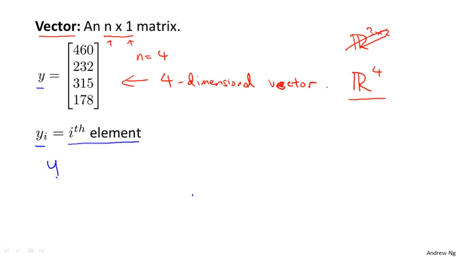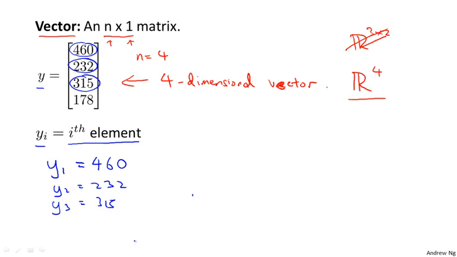So y1 is the first element, equal to 460. y2 is equal to the second element, 232. y3 is equal to 315, and so on. And only y1 through y4 are defined because this is a 4-dimensional vector.